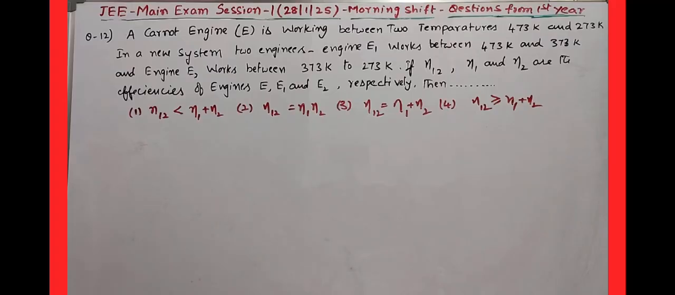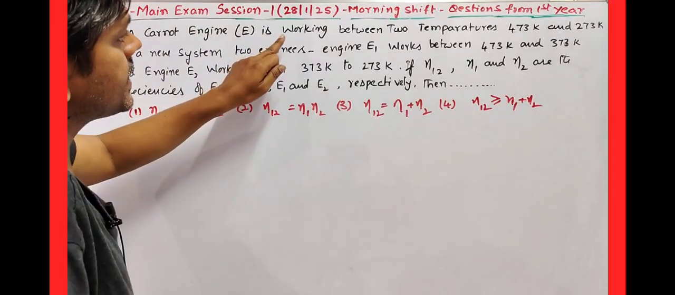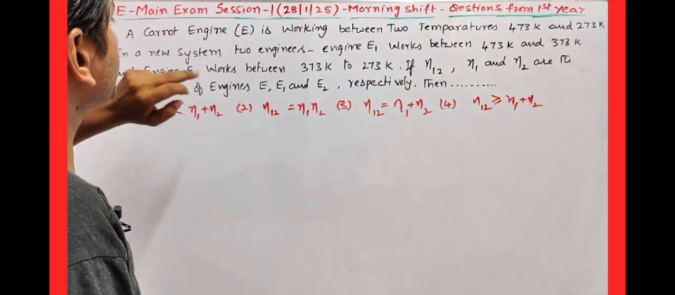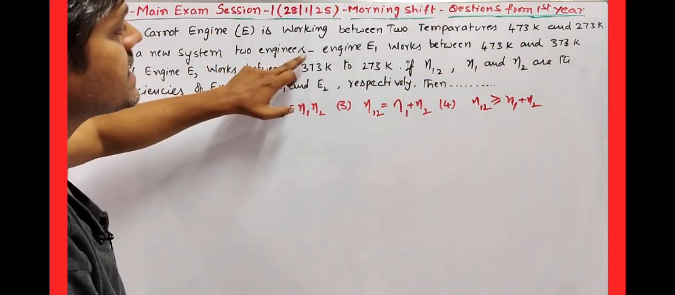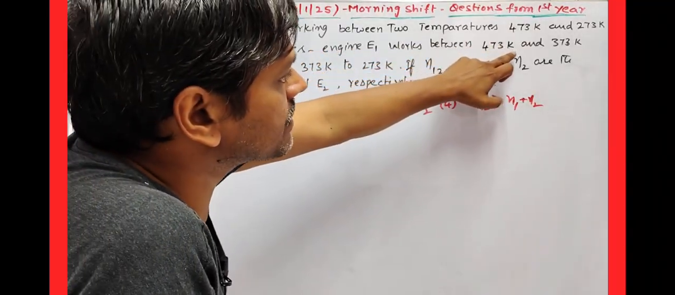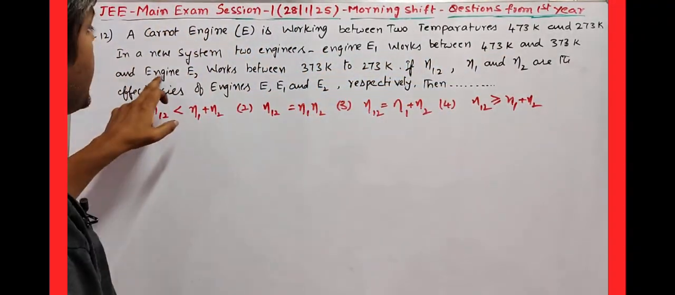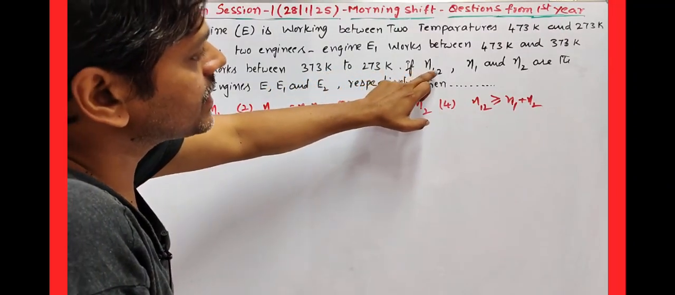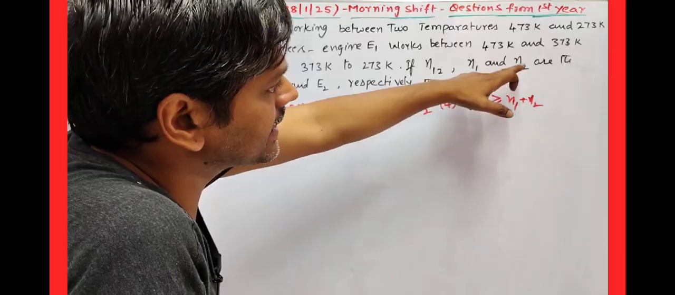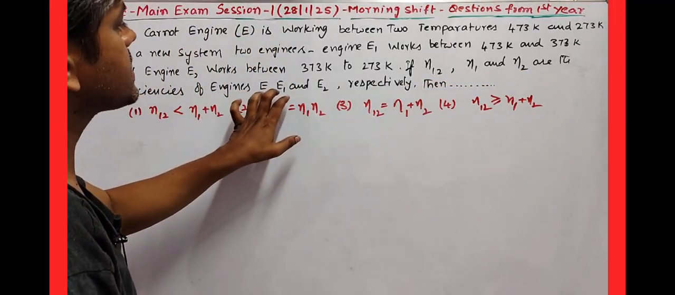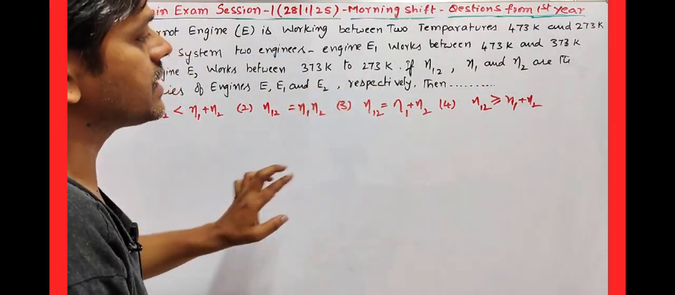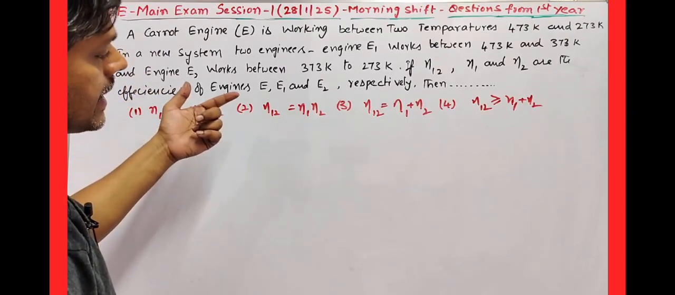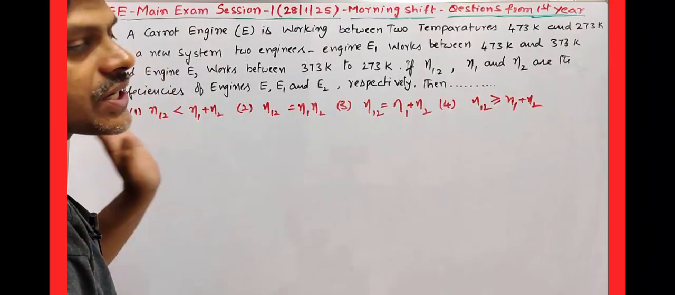The 12th question. A Carnot engine E works between two temperatures, 473 Kelvin and 273 Kelvin. In a new system, two engines are used: engine E1 works between 473 K and 373 K, and engine E2 works between 373 K and 273 K. If eta 1 and eta 2 are the efficiencies of engines E1 and E2 respectively, what is the relation between the efficiencies of Carnot engine E and engines E1 and E2?